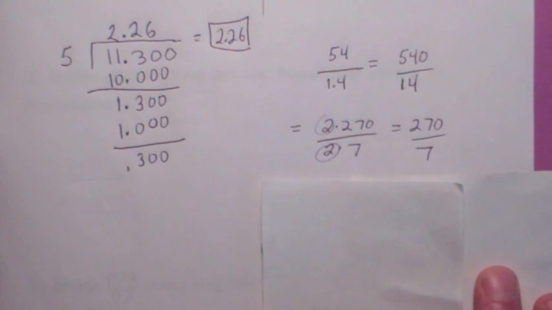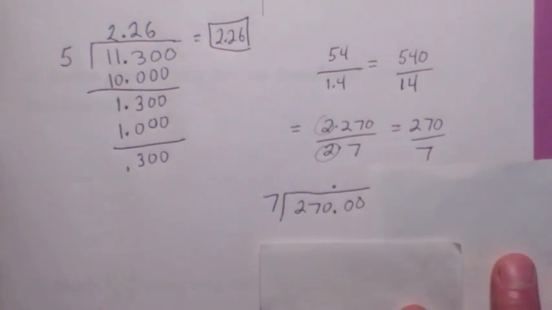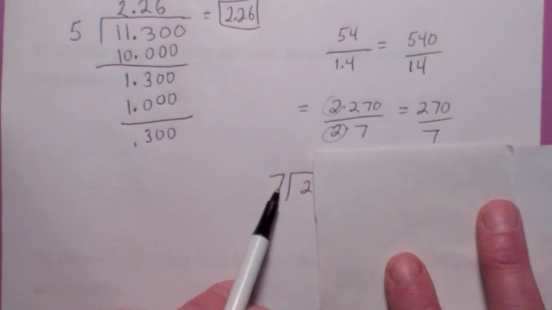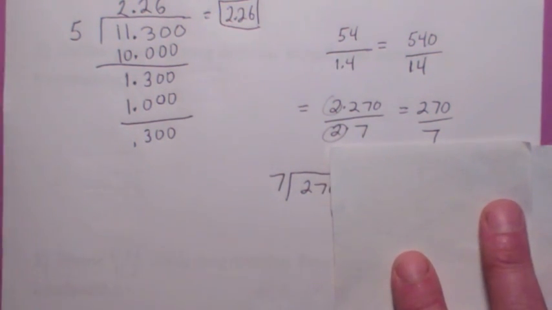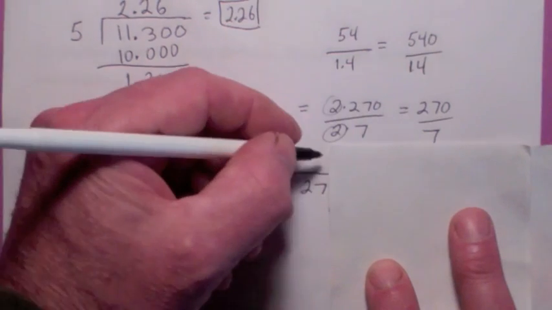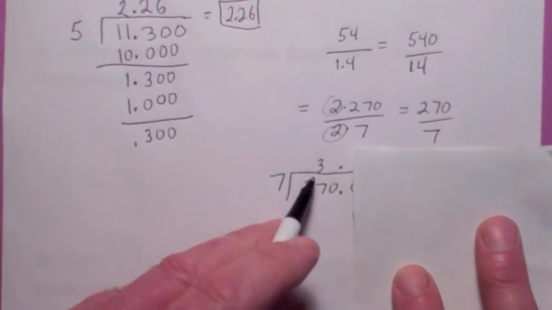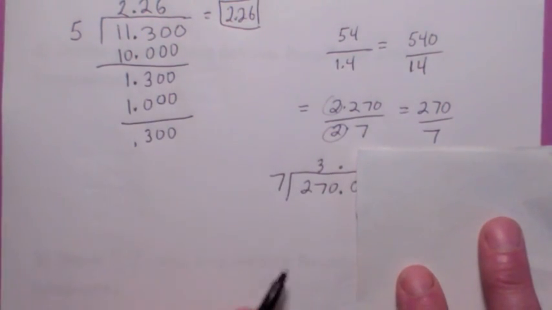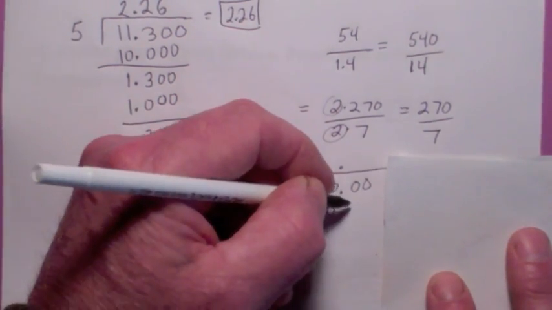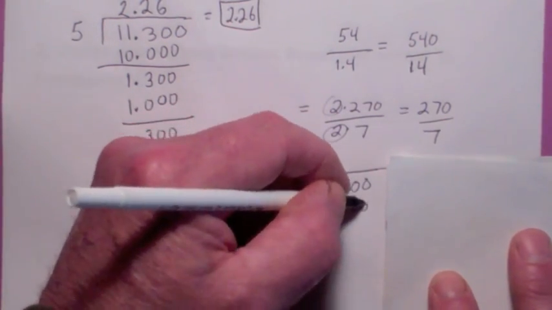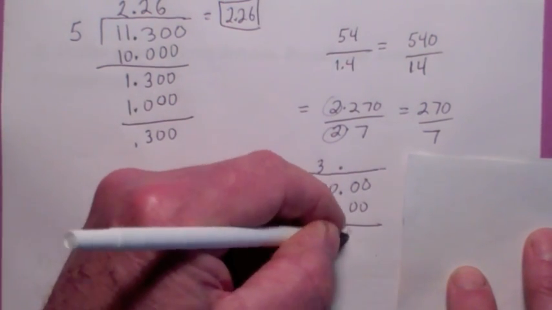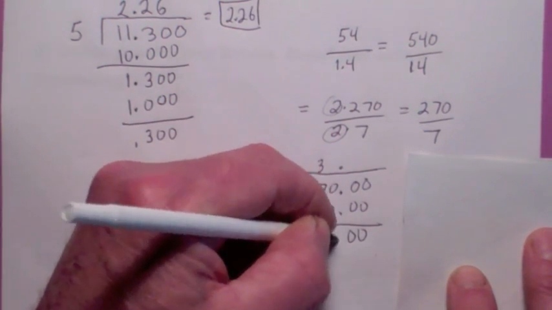270 divided by 7, write it like this. So here we go. 7 doesn't go into 2, it goes into 27 though. How many times? It goes in 3 times. Where does the 3 go? It goes above this last digit. So that 3 is actually in the tens place. So anyway, you get 210 I should say. When you subtract, you get 60 here. Keep your decimals lined up.